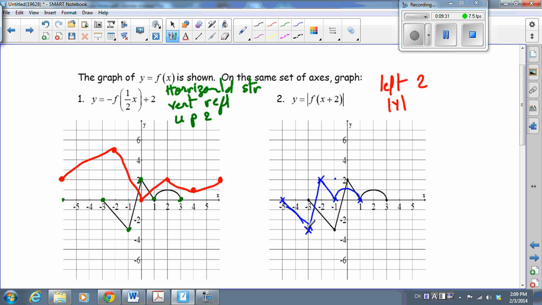Well, here's my transformation. The first transformation, all I did was left 2. The absolute value will flip everything that is negative to the positive. In other words, this negative side that I'm making green now will flip, and it will give me the red one that I'm graphing now. And that's it.